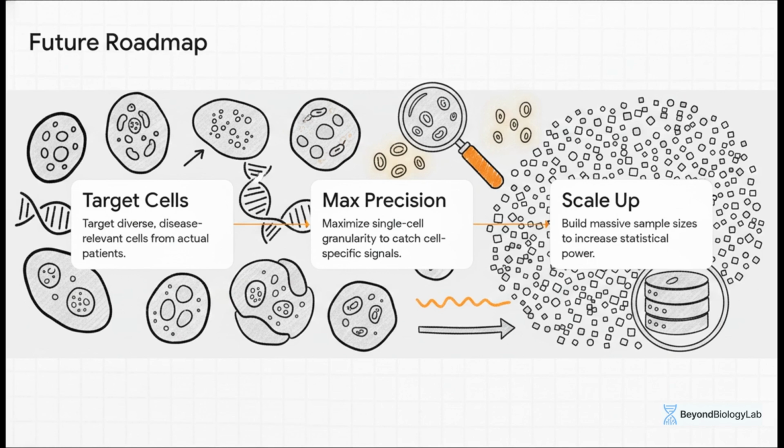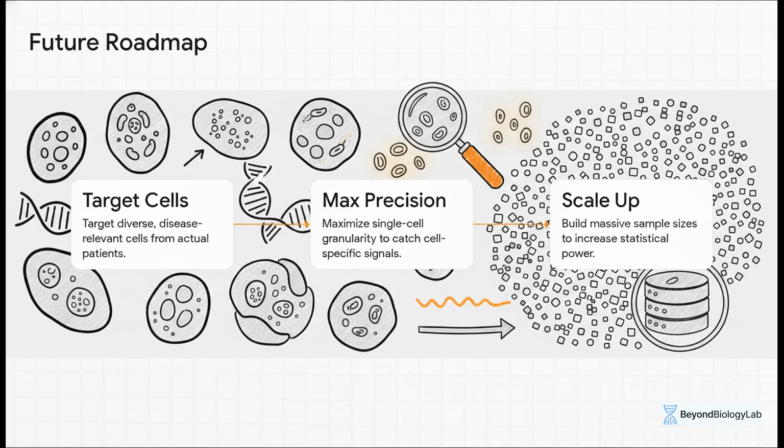Step 1. We have got to stop relying solely on easily accessible, healthy tissue. We must target diverse, disease-relevant cells, and crucially, we need to sequence cells from actual patients in disease states. Step 2, we have to maximize granularity. As we just saw, bulk tissue hides the answers. We need that single-cell precision to catch those sneaky, cell-specific regulatory tricks.